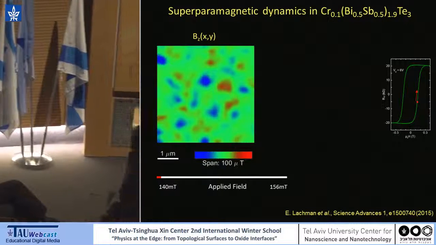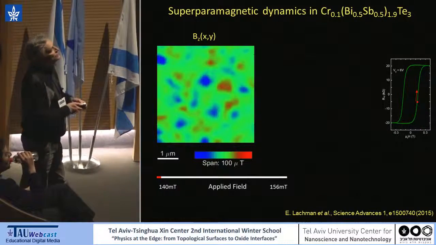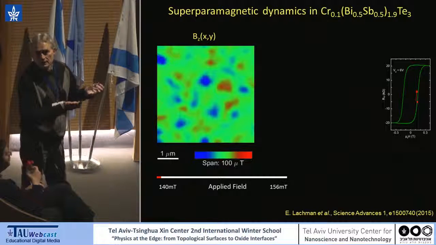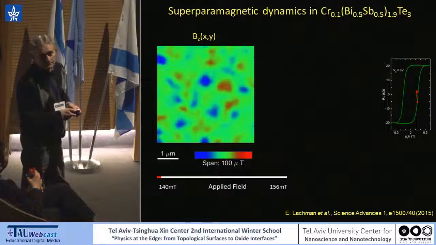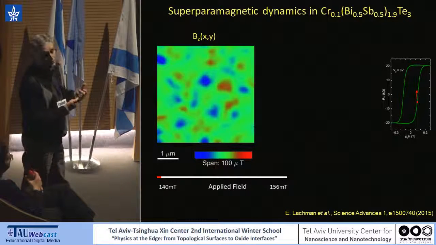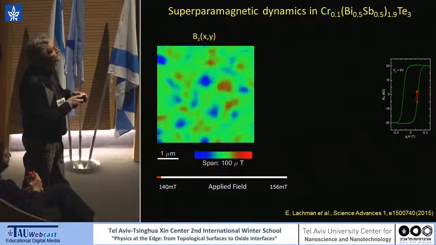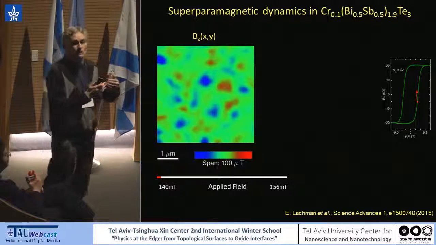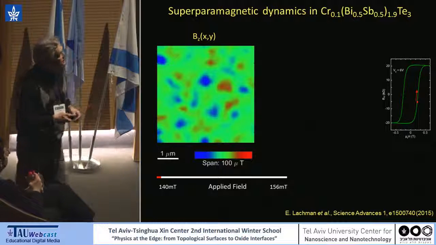Okay, so now I'll increase the field from 140 to 156 millitesla in 1 millitesla steps, going in the red direction. So this is the starting point. Now that we increase the field, in a ferromagnet we expect the red domains to expand and the blue domains to shrink, and we should see a domain wall moving across the sample between these, or many domains as we see.